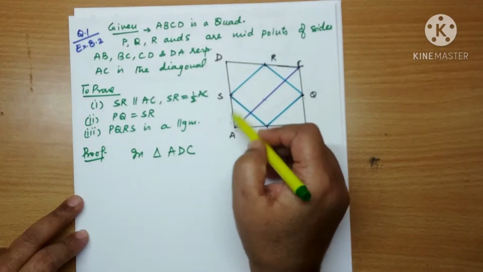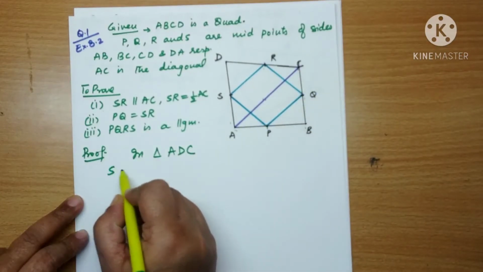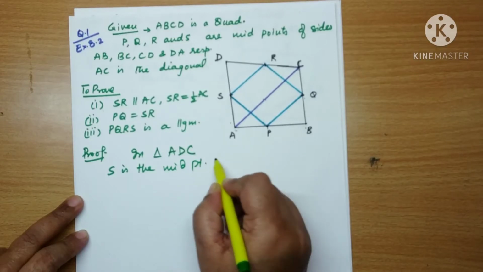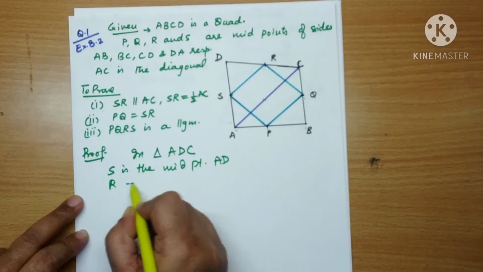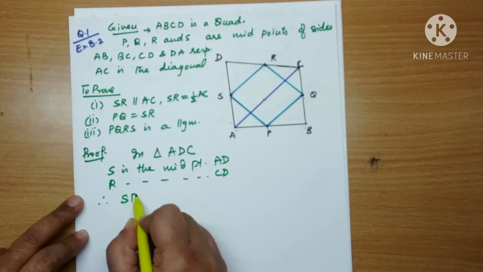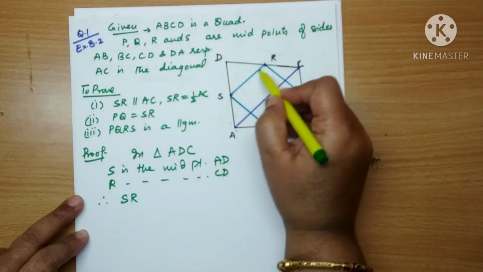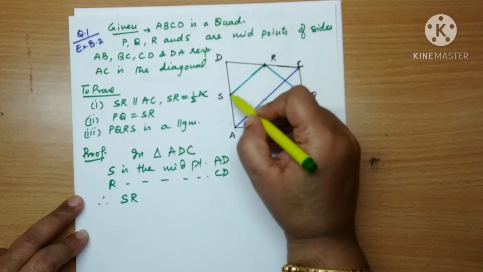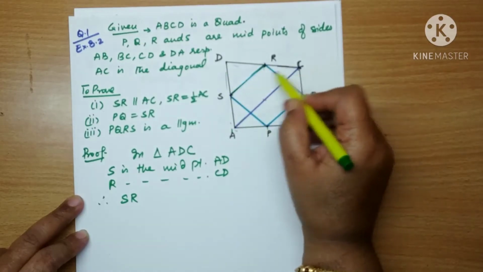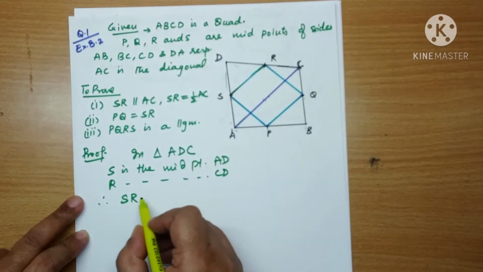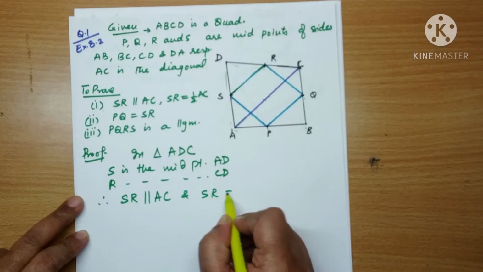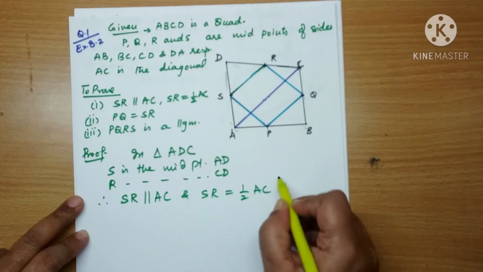So in this triangle ADC, I have S is the midpoint of AD, R is the midpoint of CD. Therefore SR, this side, is a line joining the midpoints of the two sides of the triangle. So this is parallel to the third side and is half of the third side. So SR is parallel to AC and SR is half of AC by the midpoint theorem.